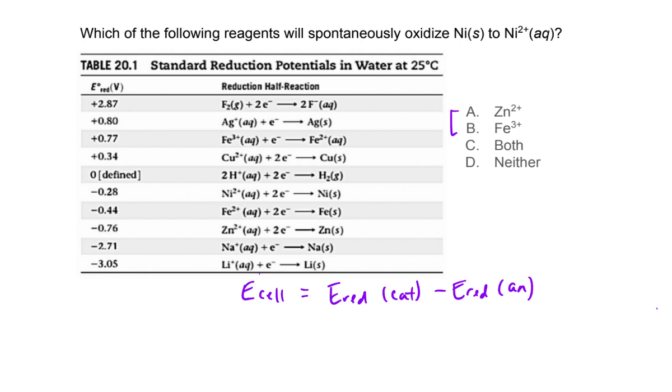We know it has to be a spontaneous reaction, which is essentially a galvanic cell, which means that the cell potential must be positive. Okay? And we're going to oxidize nickel. So nickel has to be at the anode. Okay?